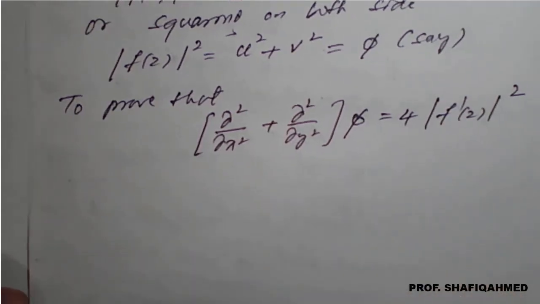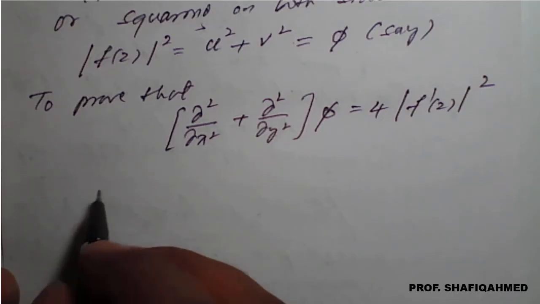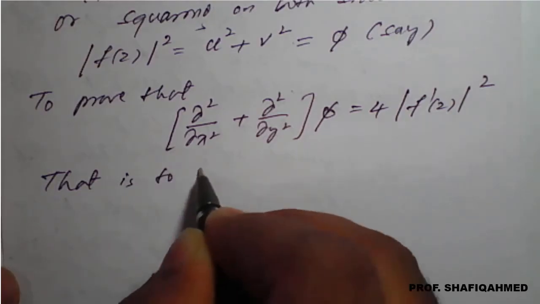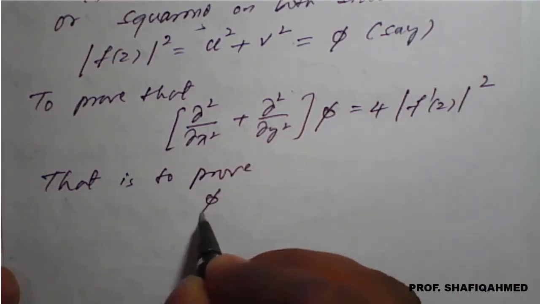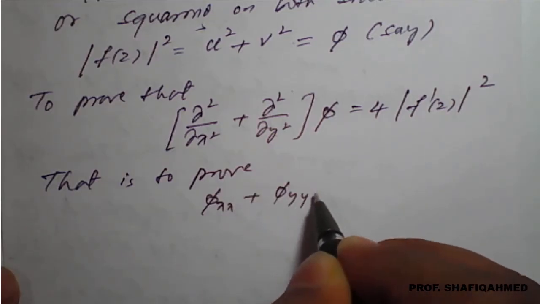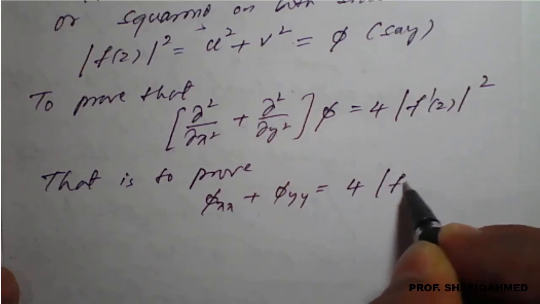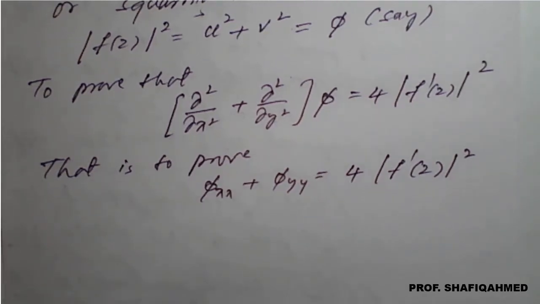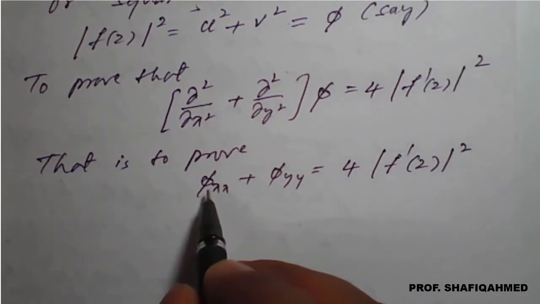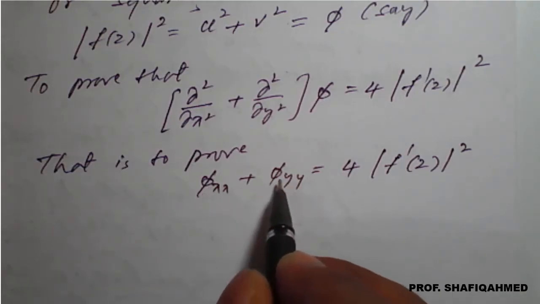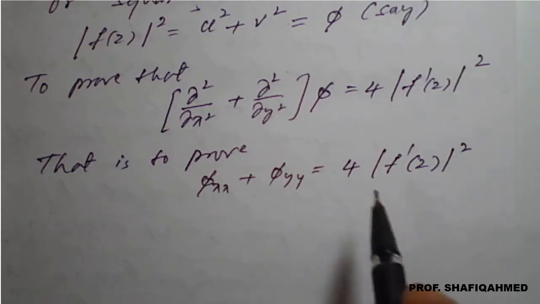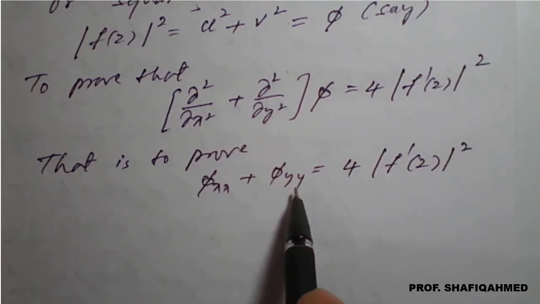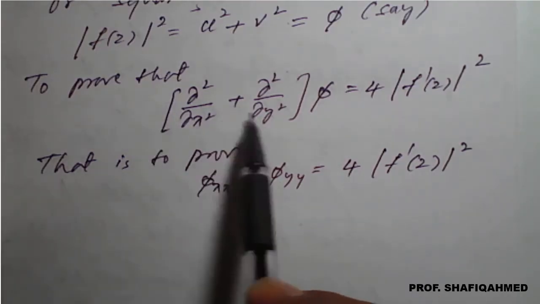So to prove this, it is enough to prove phi_xx + phi_yy equal to 4 times |f'(z)|². That is, the double partial derivative of phi with respect to x plus the double partial derivative of phi with respect to y. If you show this answer, we have proved the statement.